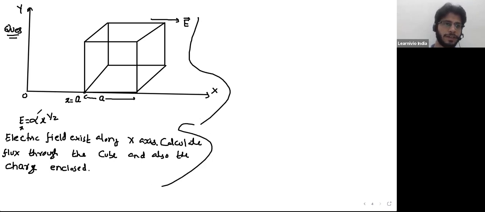See, Ex is given, Ey and Ez are 0. So there is no electric field along y or z axis. Electric field exists only along x axis. There is no component of field which is along y axis or z axis. There is only one component of field which exists along x axis only. So let's solve it.